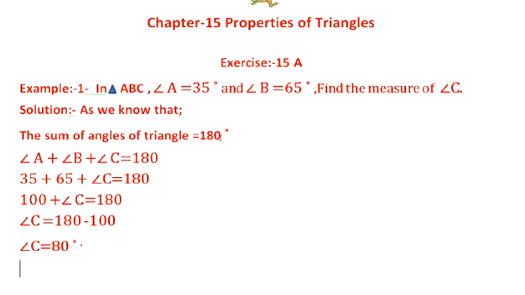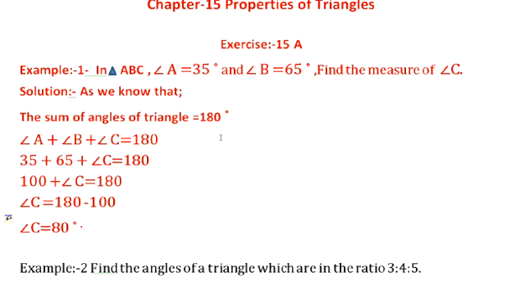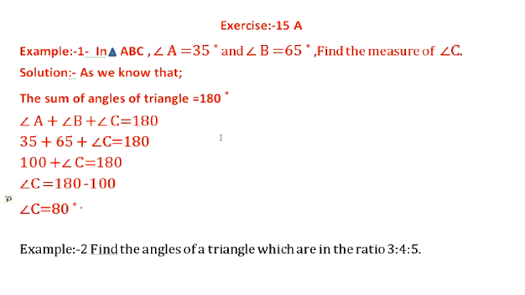Thank you. And now another example to find out how we can find the measure of the angles when given in ratio form. So here is example number 2: find the angles of a triangle which are in ratio form. No actual measure of the angles is given. So in this type of question, when the measures of the angles are given in ratio, first we let the measure of the angle.